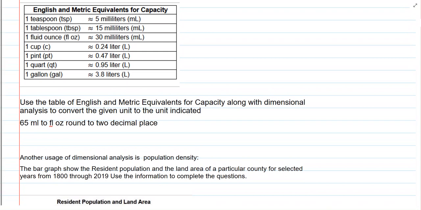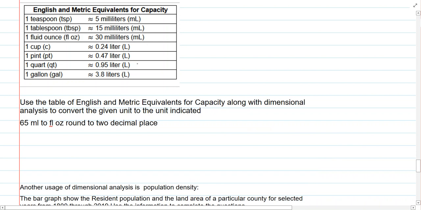So let's see what we have here. We have a selection: a teaspoon, tablespoon, fluid ounce, cup, pint, quart, and gallon. And over here we have milliliters, milliliters, milliliters, liter, liter, liter, liters. All right. So we're going to use the English and metric equivalent for capacity along with dimensional analysis to convert the given units to the units indicated. We want 65 milliliters, which is metric, to fluid ounces.